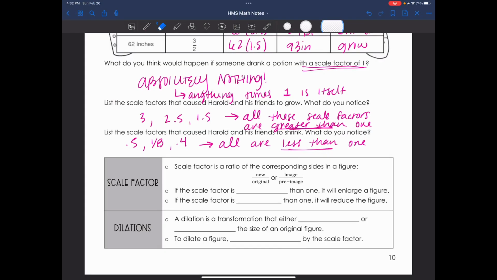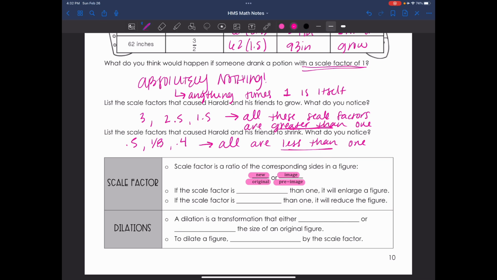The magical formula, or how we set it up, which is also not new, because we did this last year, new over original. Or you could say image over pre-image, right? Because pre-image is the one without the apostrophe. Image is a copied, already transformed image with the apostrophe.